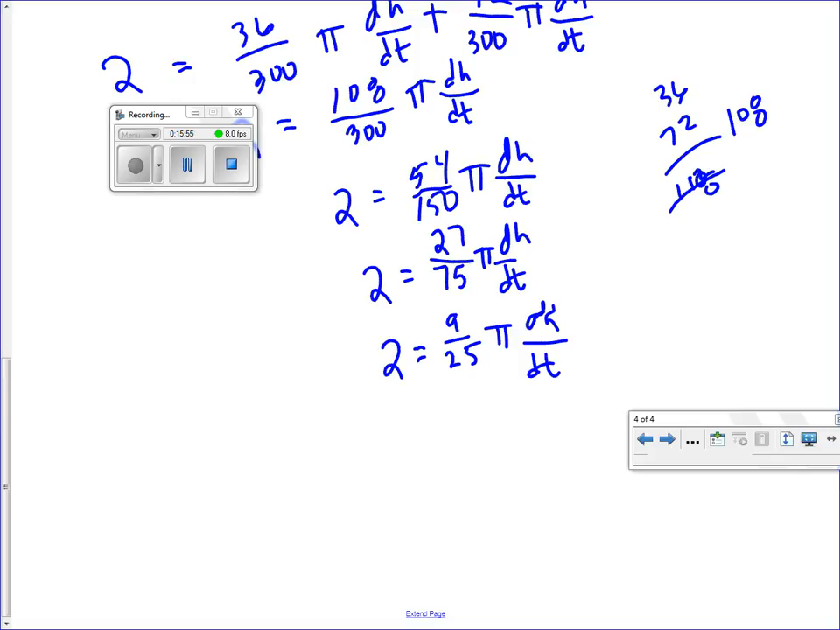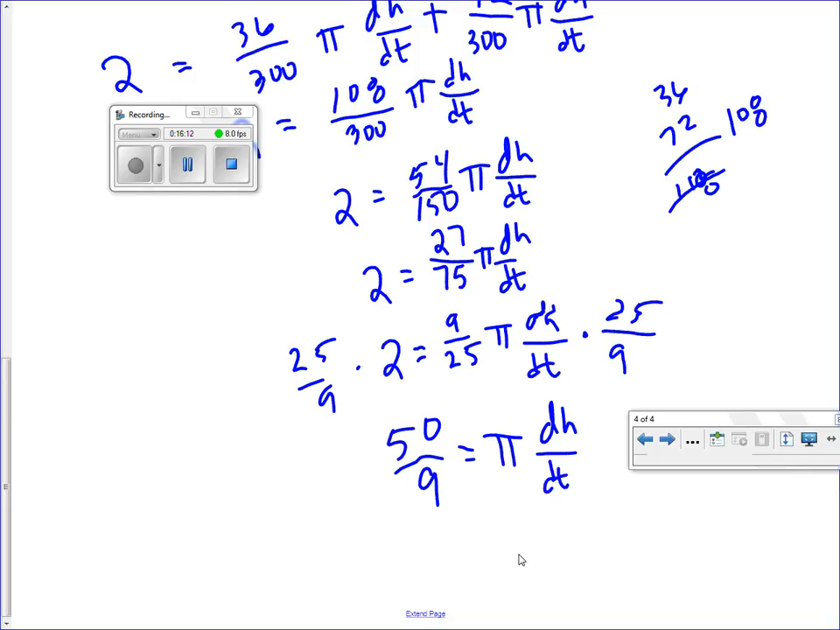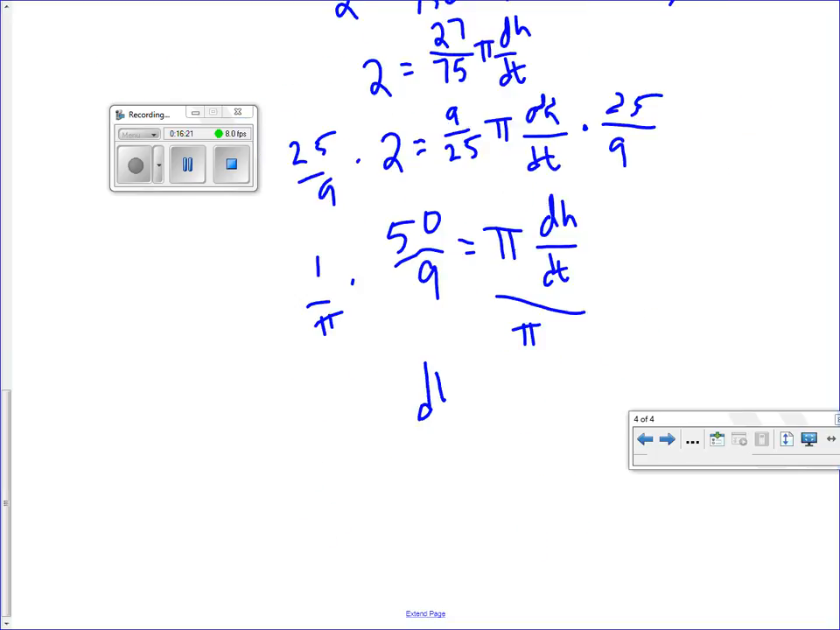So I want to get dh dt by itself, so I'm going to multiply by 25 over 9 on both sides to get rid of that fraction. So remember, you multiply your numerators together, so that gives me 50 over 9 equals pi dh dt. So the last thing I need to do is divide both sides by pi. Dividing by pi is the same thing as multiplying by 1 over pi. So I finally get that dh dt equals 50 over 9 pi.